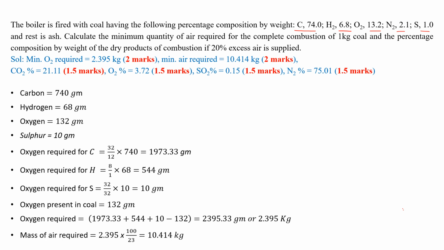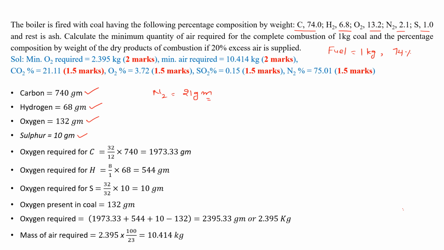Okay, so the fuel sample quantity given in the question is 1 kg. In terms of 1 kg, carbon is 74%, so we can write carbon is 740 gram, hydrogen is 68 gram, oxygen is 13.2% means 132 gram, and sulfur is 10 gram. And the remaining we can write as nitrogen, so nitrogen is 21 gram.